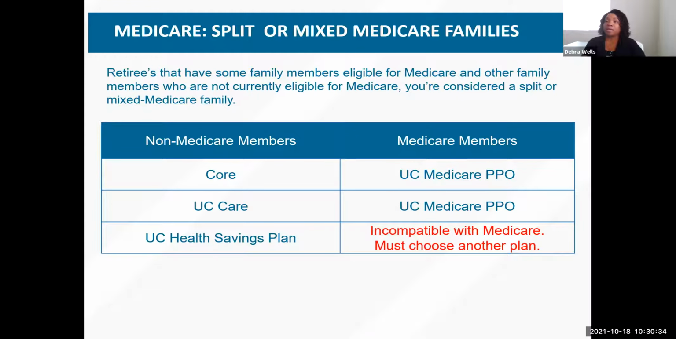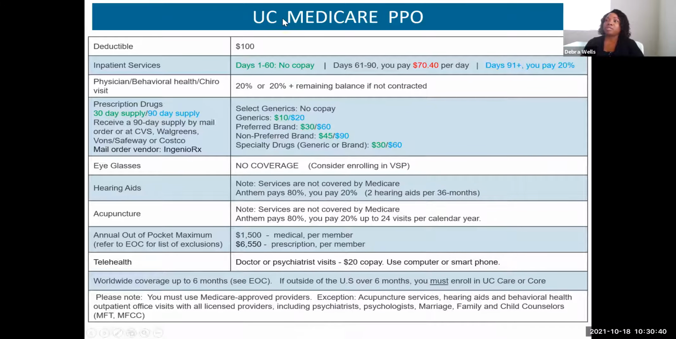If you're in one of these plans here, Core or UC Care, as you age into Medicare, this will be your new plan for you or your Medicare family members. So your deductible is $100. Your inpatient stay, days 1 through 60, is $0 copay. You pay nothing. Days 61 through 90, you pay $70.40 per day. Days 91 or more, you pay 20% of that stay. Your office visits, physician or behavioral health or chiropractic visit, you pay 20%.